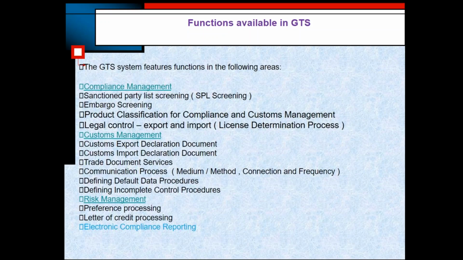SAP GTS has introduced the product classification process, which will help you to classify products effectively, and also to classify multiple products at one time. That is the product classification application area. So these are the four applications.